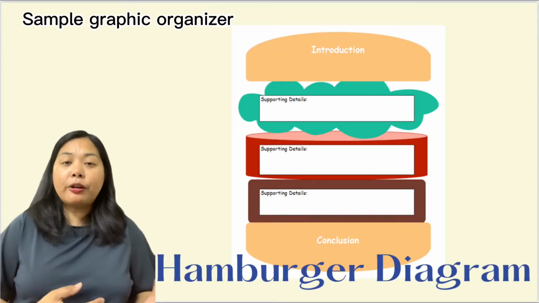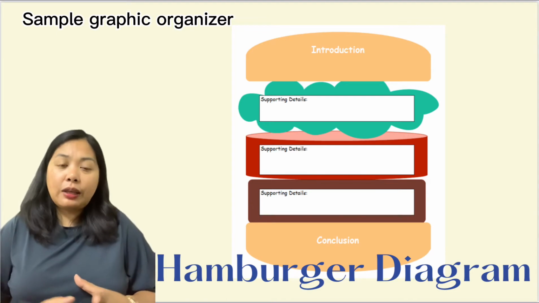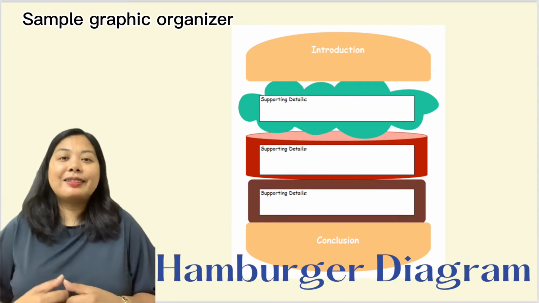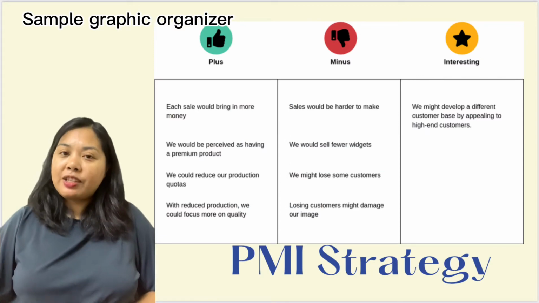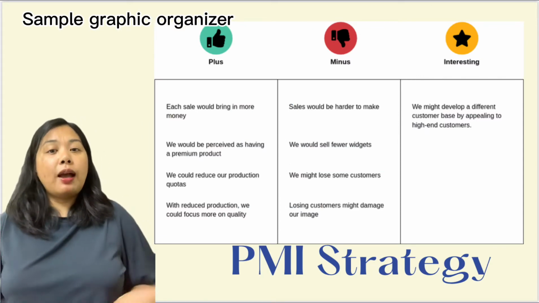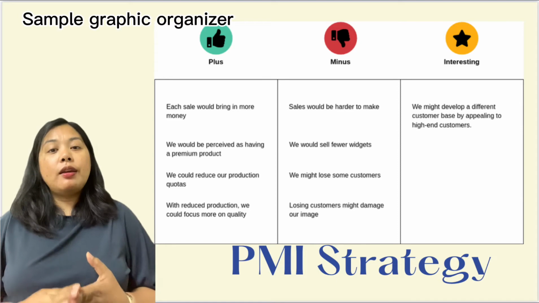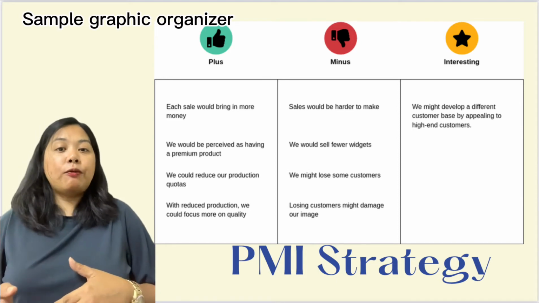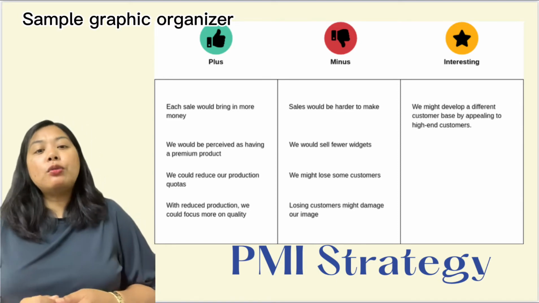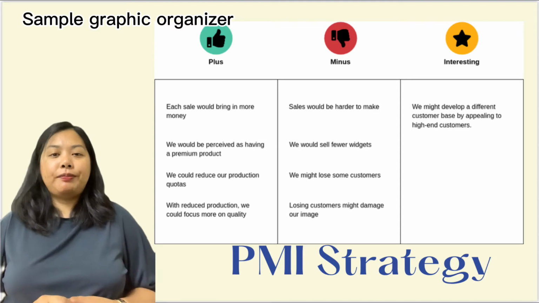Obviously, this is a hamburger diagram. Can you think of an activity where you can use this? This is a PMI strategy report. P for plus, referring to what is positive. And then you may use positive for something that students have understood or learned in the lesson.